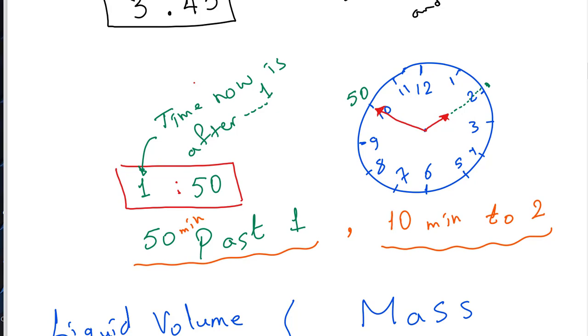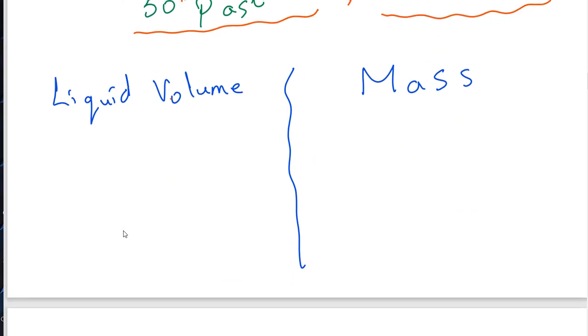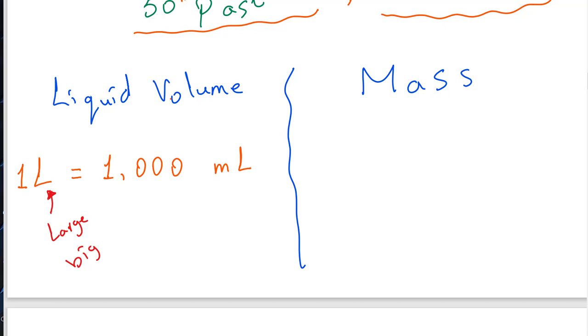Okay, now let's move to the next part, which is liquid volume and mass. Let's go. What is the liquid volume? The liquid volume is for things like water and liquids. We find this volume using liters and milliliters. 1 liter equals 1,000 milliliters. And the liter is the unit that we use to measure a large amount of water. Not very big, of course.